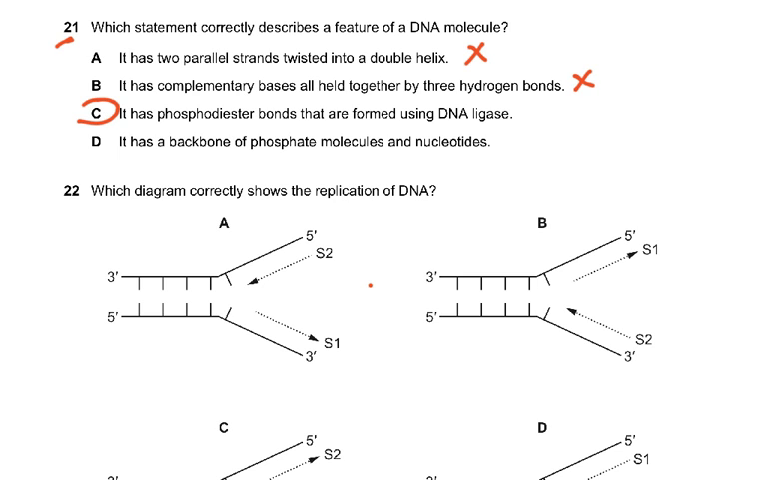Yes, C is correct. It has phosphodiester bonds that are formed using DNA ligase. But why is D wrong? It says it has a backbone of phosphate molecules and nucleotides. No, it's a sugar and a phosphate, which makes the sugar-phosphate backbone.